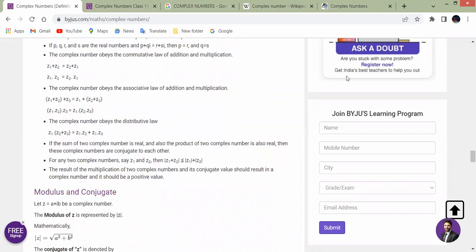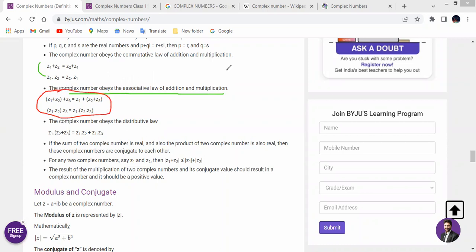Some of the other properties of complex numbers. Complex numbers obey the commutative law we had discussed. They obey the associative law of addition and multiplication. It is also an important property that the associative law holds in complex numbers. Complex numbers obey the distributive law. This is another important property.